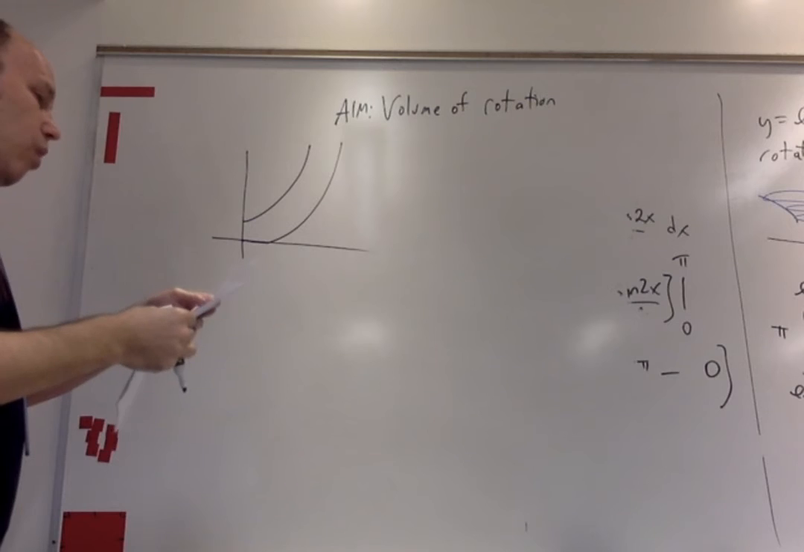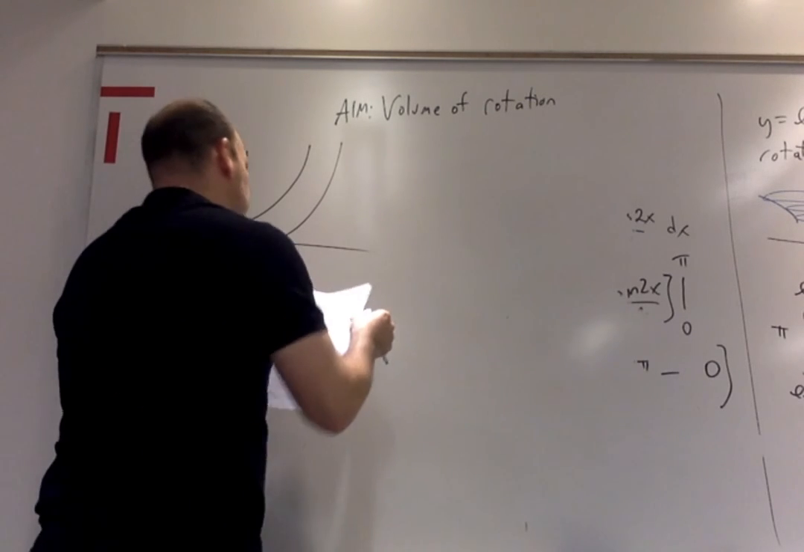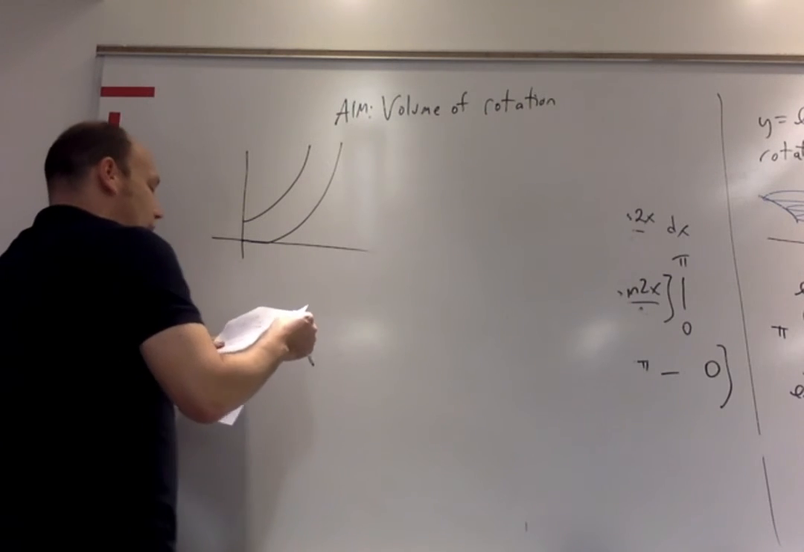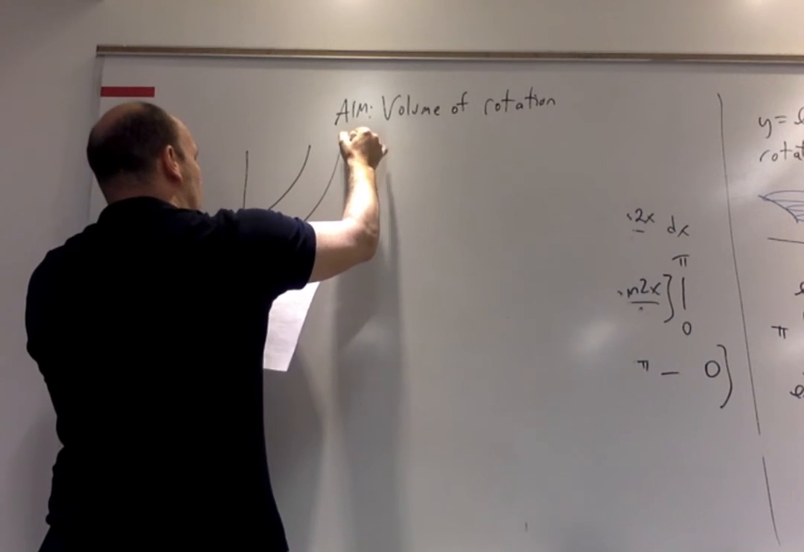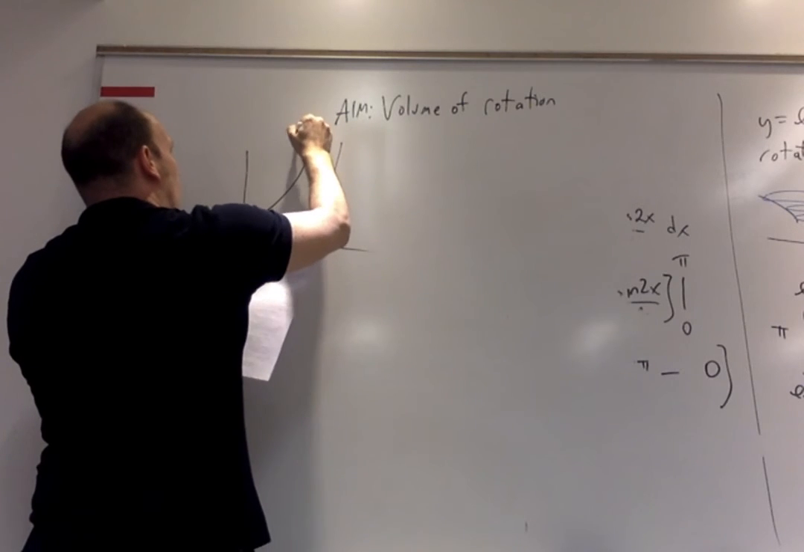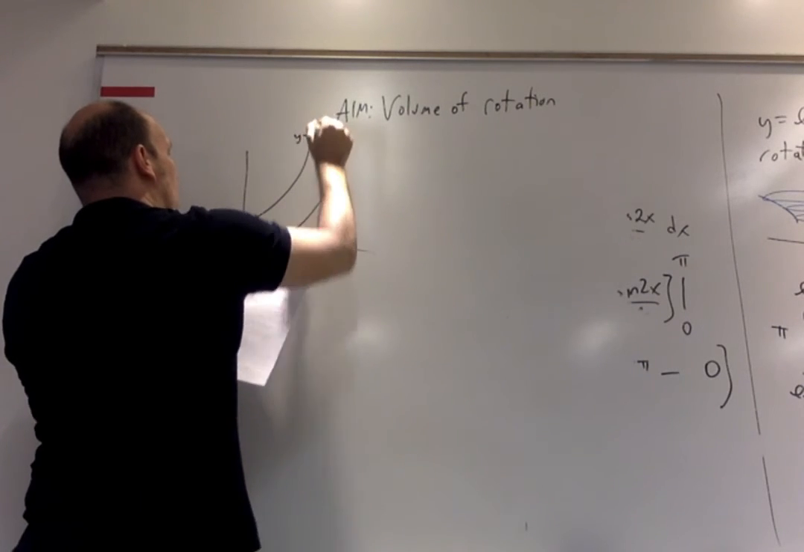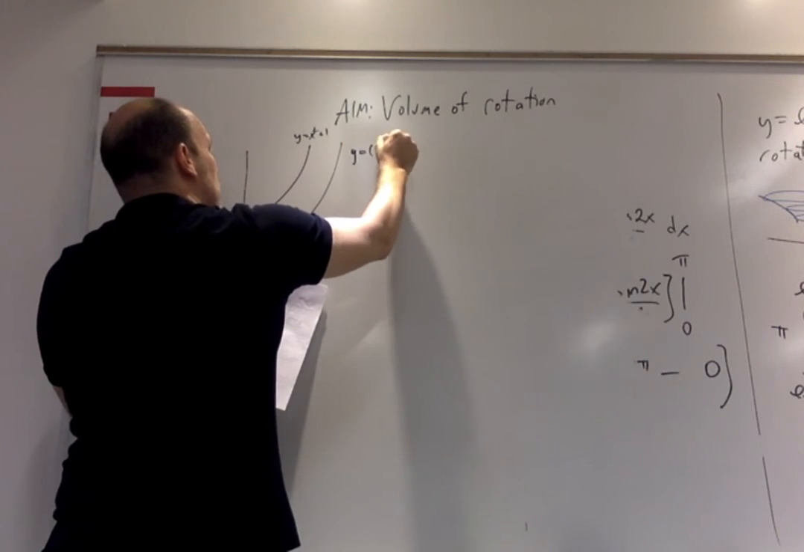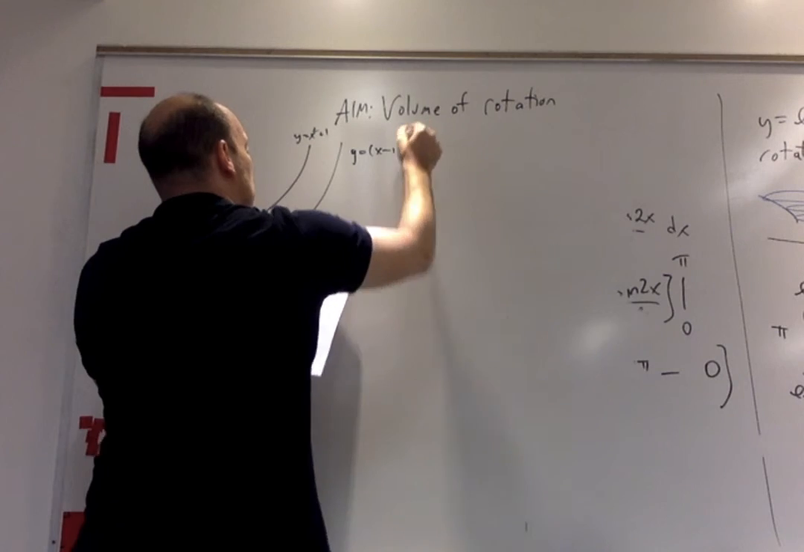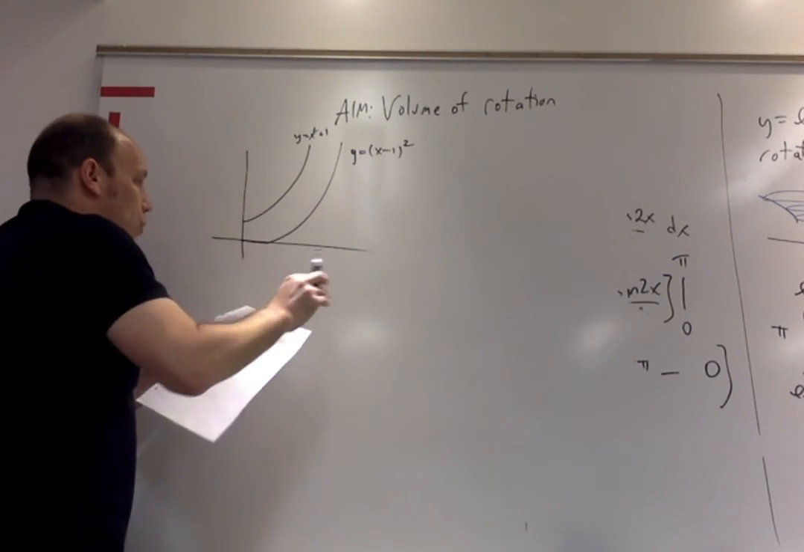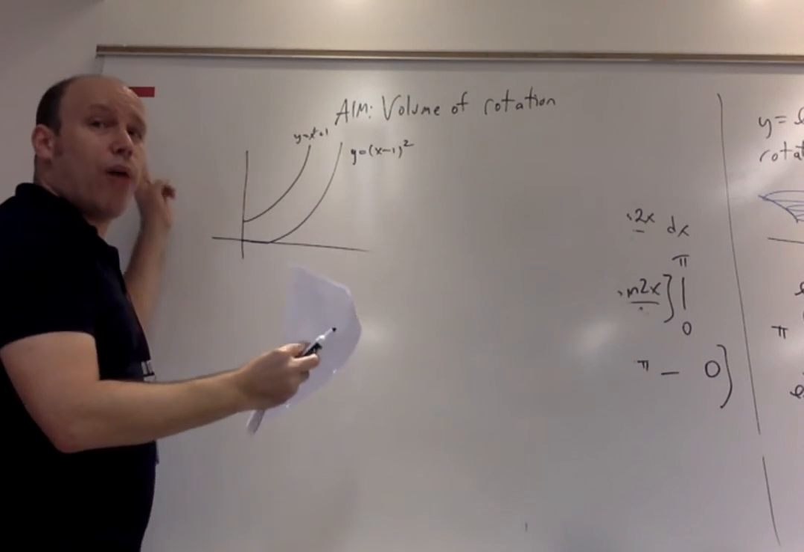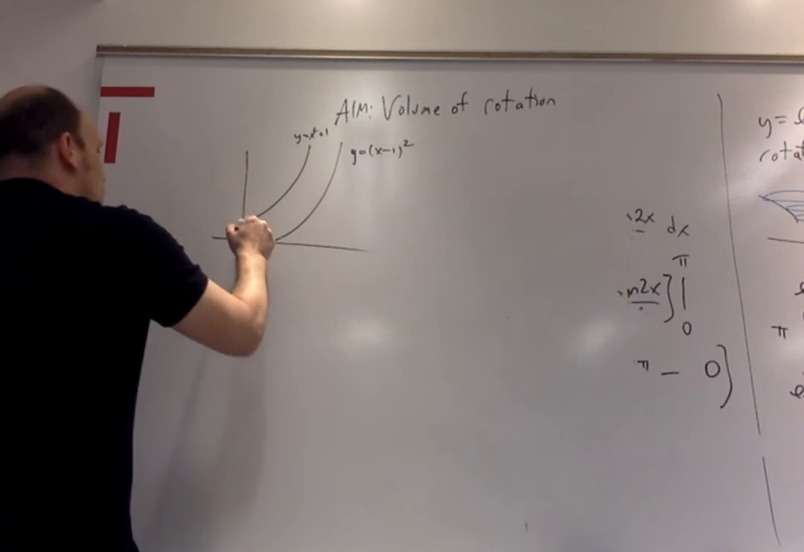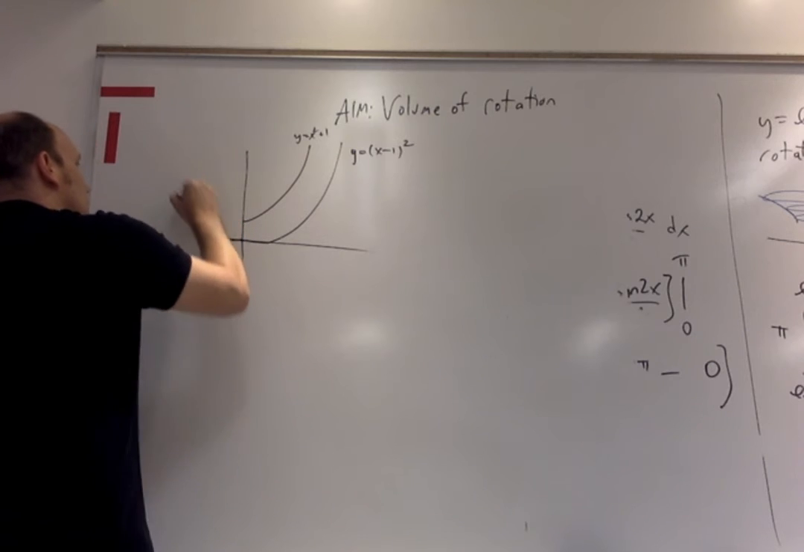And the idea was, let's see. So what did we have here? We had y equals x squared plus 1. And this is y equals x minus 1 squared, right? And we were told to rotate this around the y-axis. So we know what this looks like. You can take both of these and rotate it, and it looks something like this.